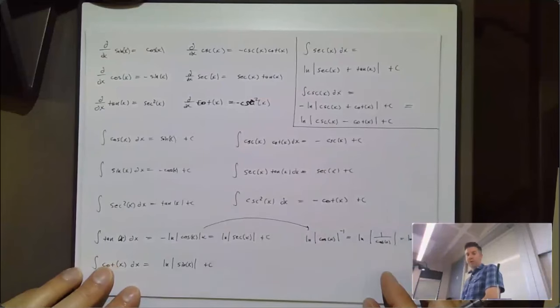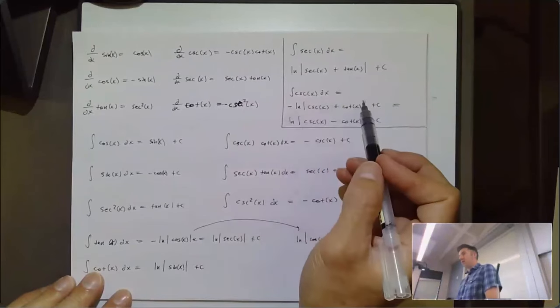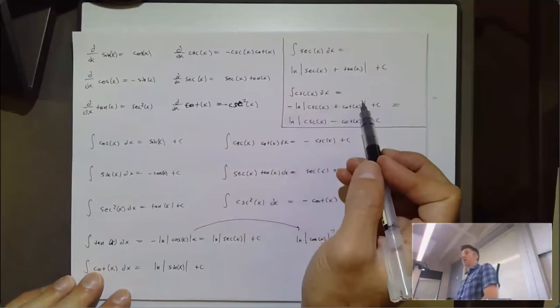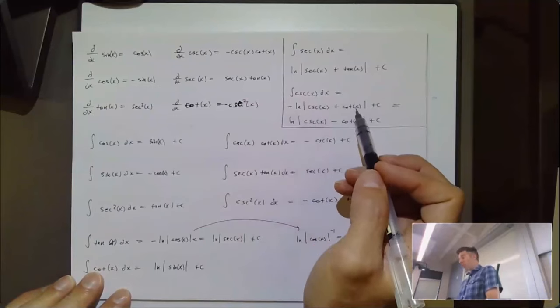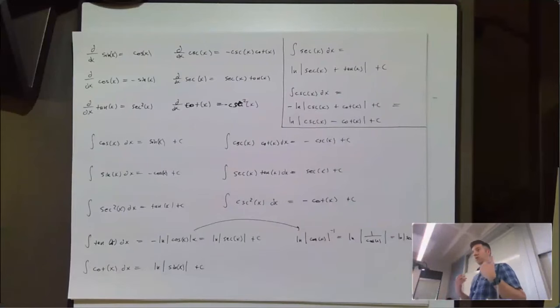In a similar but crazier way, you can show that if you bring this -1 up as the power here, that the reciprocal of cosecant of x plus cotangent of x, so 1 over cosecant plus cotangent, with some trig identities, you can show that 1 over cosecant plus cotangent is equal to cosecant minus cotangent, which is kind of neat. I've always liked that trig identity.